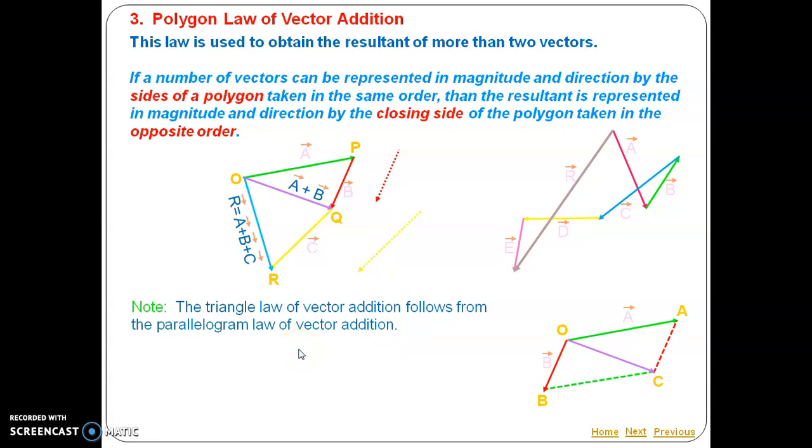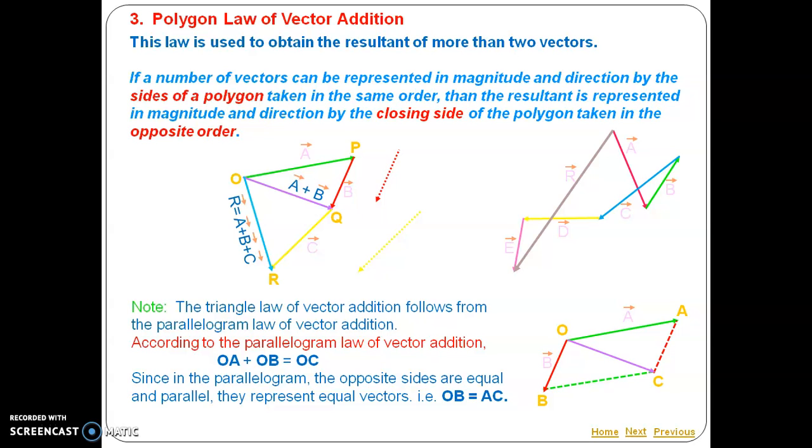Vector addition. Now next thing is parallelogram law is also according to vector addition. You can see that you can use these two terms, OA plus OB, this will be equal to OC. This is our parallelogram law of vector addition. We have seen that the diagonal of a parallelogram is representing the addition of two vectors.